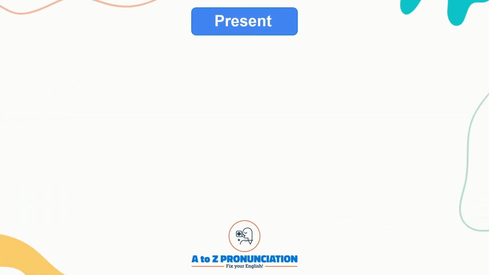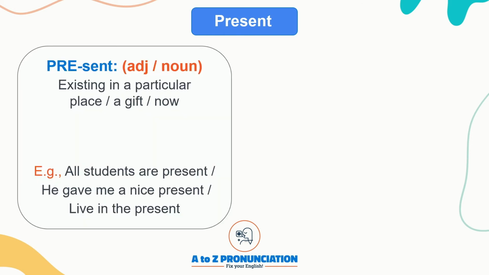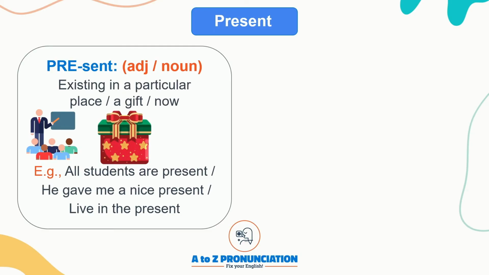Present and present. Now, present actually has so many meanings. Some of them are existing in a group or in a place, a gift, or now. Let's take 3 different examples for all 3 meanings. All students are present. He gave me a nice present. And live in the present.